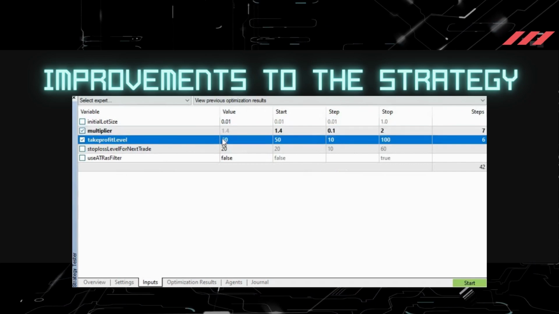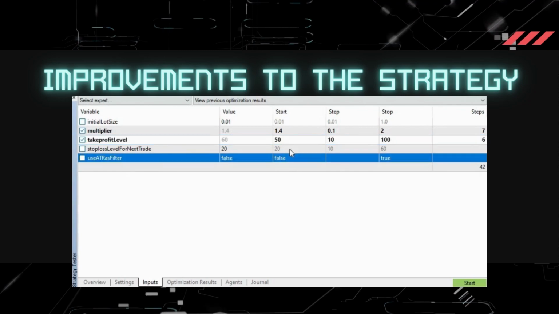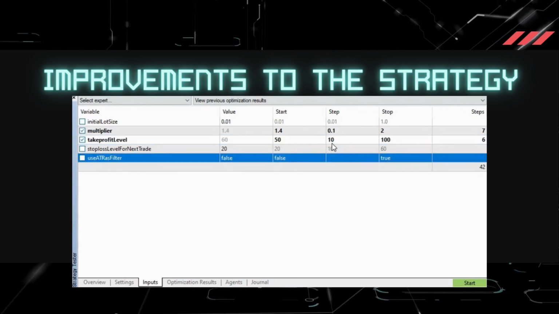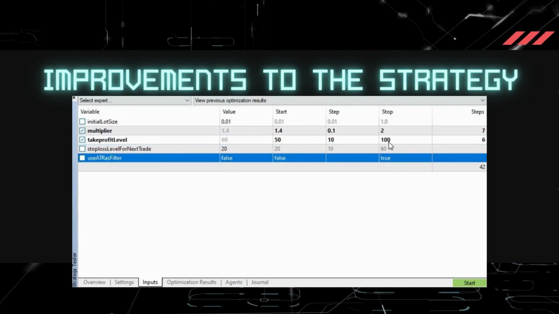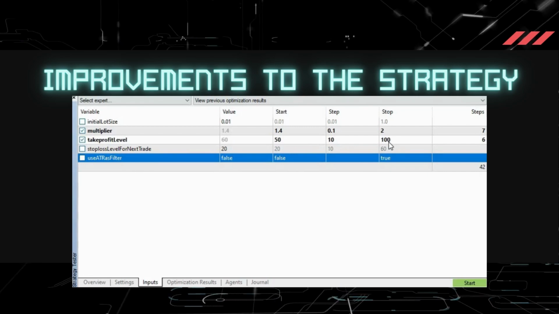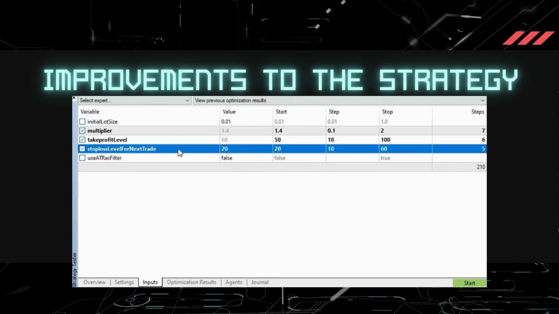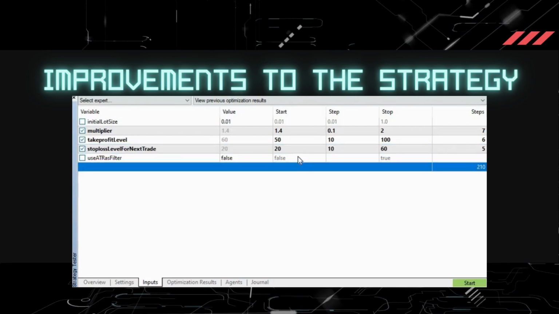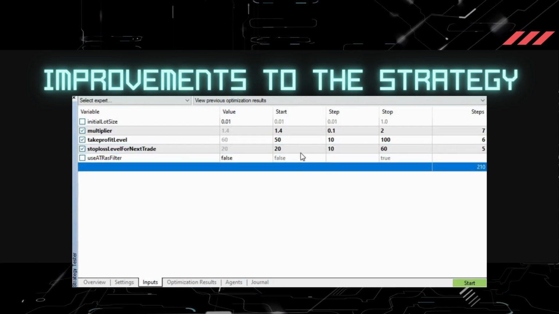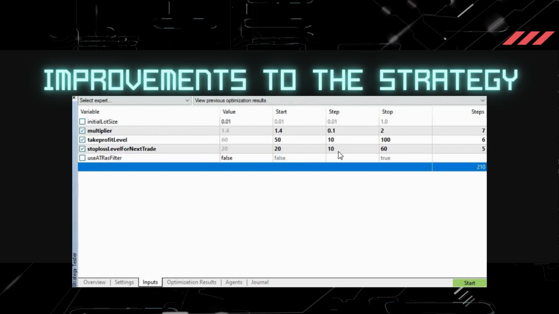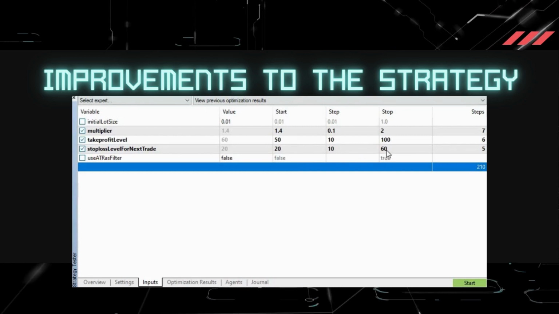Next, for the take profit level, instead of using 60 pips as take profit, we will start with 50 pips and end off at 100 pips with an increment of 10 pips each time. Similarly, for the stop loss level, which is used as the entry point for the opposite trade, instead of using 20 pips only, we will end off at 60 pips with an increment of 10 pips each time.